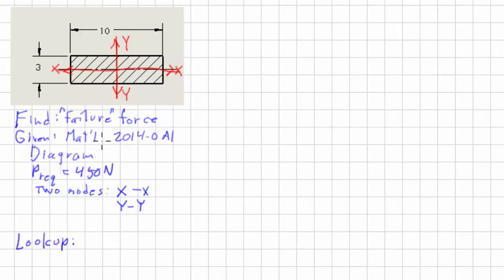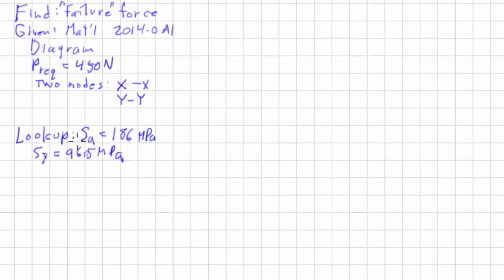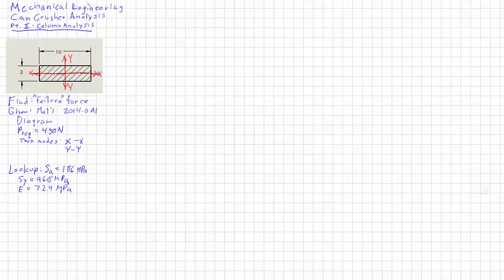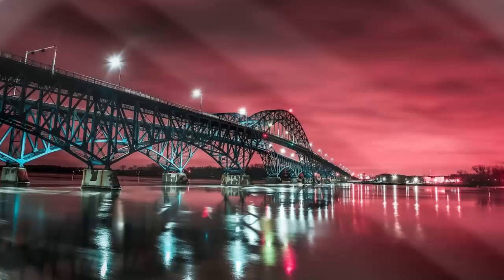Okay, now we've got the material 2014-0. It'll look up its various properties. Its ultimate strength is 186 megapascals, and its yield strength is 96.5 megapascals, and modulus of elasticity is 72.4 megapascals. Well, where did I get that from? I went to that awesome thing called the internet.